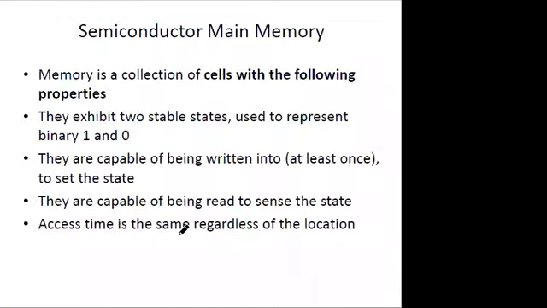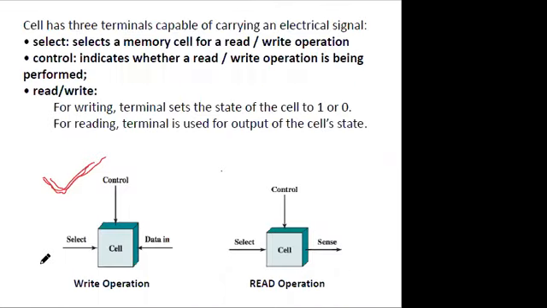In semiconductor memory, memory is a collection of cells with the following properties. They exhibit 2 stable states, 0 and 1. So what is basically a memory cell? It has a write operation and a read operation. Every memory cell will have a control and a select pin, and then a data input pin for the write operation. When performing a read operation, we have the control, select, and the sense part, as we have discussed and seen in the case of static RAM cells.